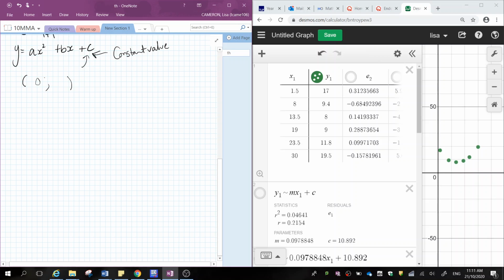But for me, I don't have that. So I'm going to be using the coordinate of 1.5, 17. I'm going to choose to use the one near my turning point as well, 13.5 and 8. And I'm going to choose to use the one on the end.